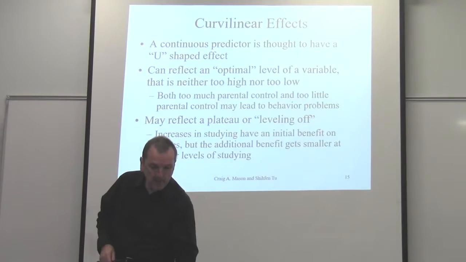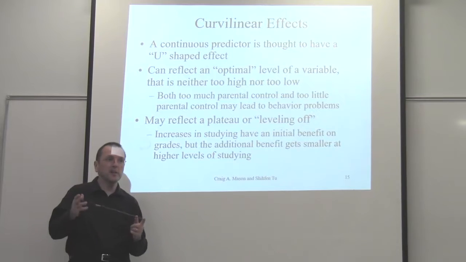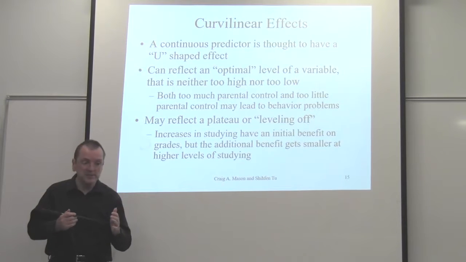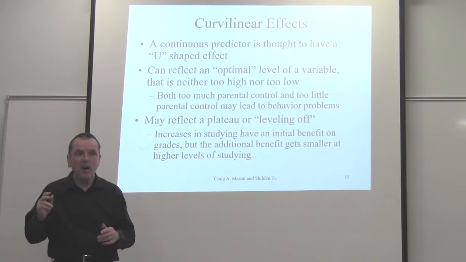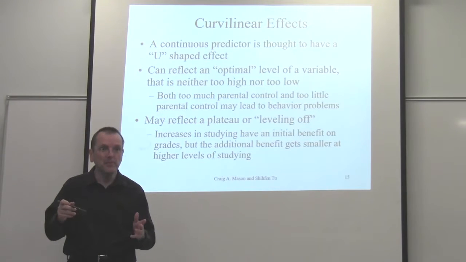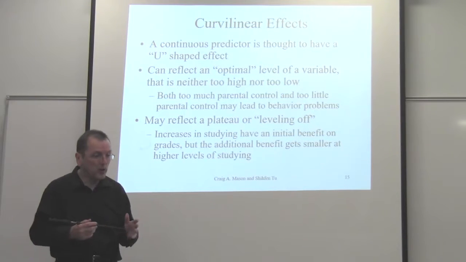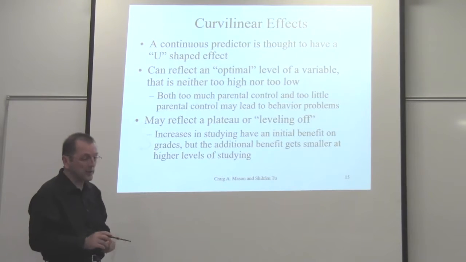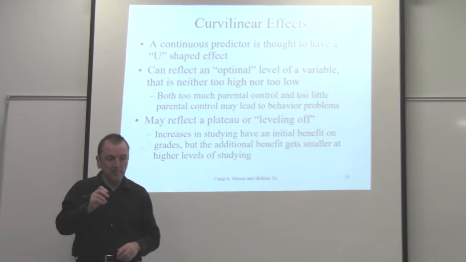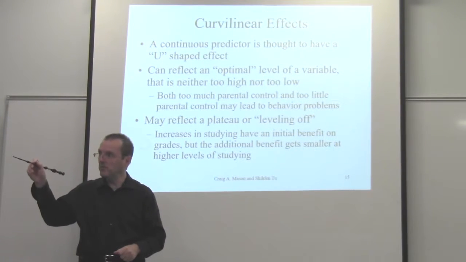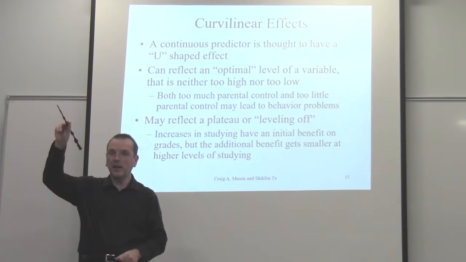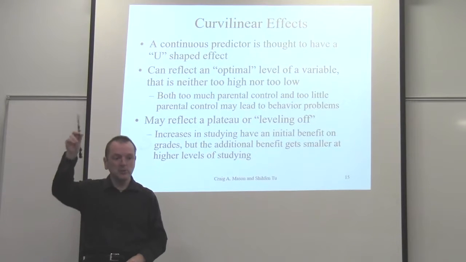Now, it may seem kind of funny to talk about curvilinear effects at the same time we're talking about interactions, but as we're about to see, curvilinear effects are mathematically the interaction of a variable with itself. You can think of a curvilinear effect as a continuous variable where the effect is U-shaped. It might be a right side up U, it might be an upside down U.